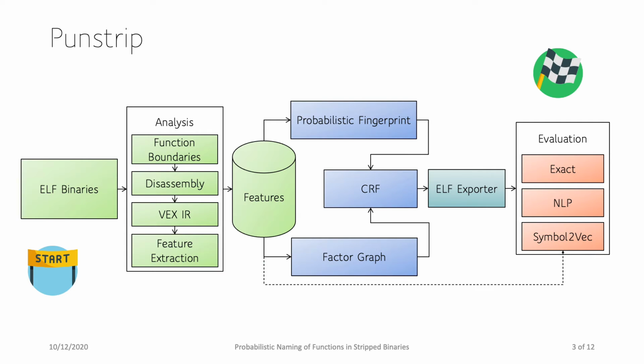The second is a lexical approach based on the similarity between individual words in each name. Thirdly, we build an embedding of function names, which we call simple2vec, that allows us to evaluate the similarity of function names based on how they are used in the binary.